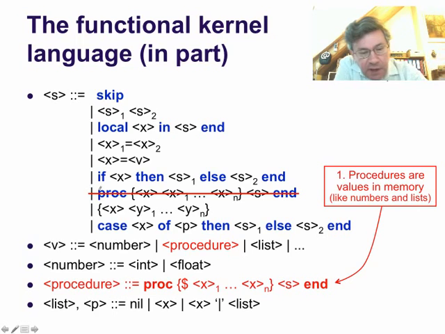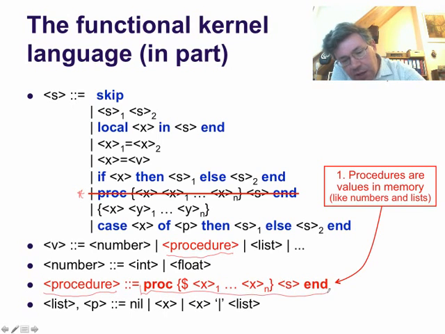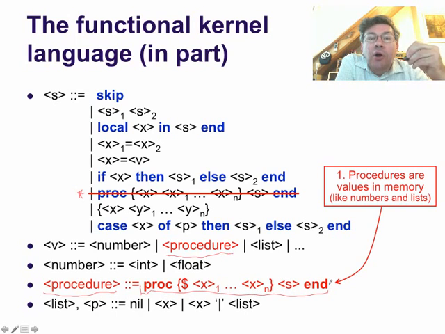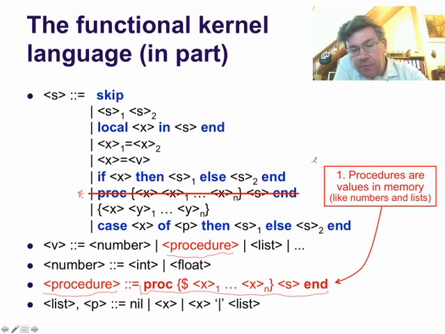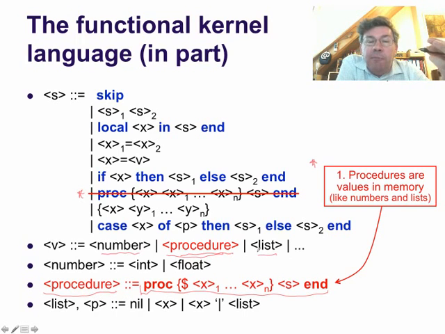So the way we do it is, we will remove the statement here. We will add a new value called procedure, and this value will be an anonymous procedure, which when it's created will create a procedure value in memory. So we have then as values numbers, procedures, and lists. So that's the first step.